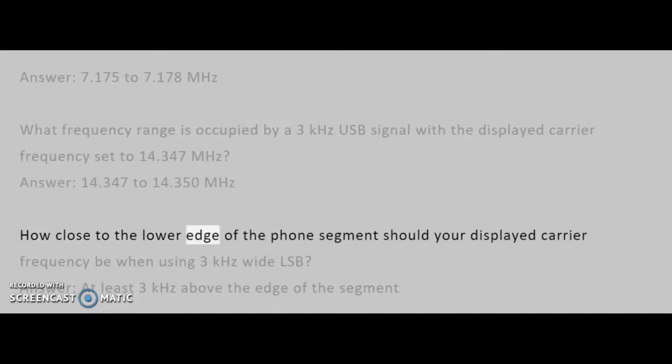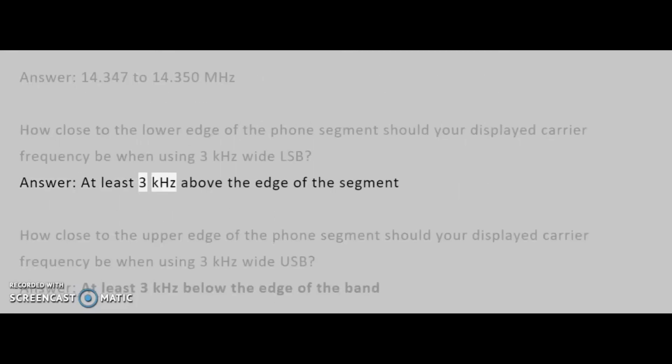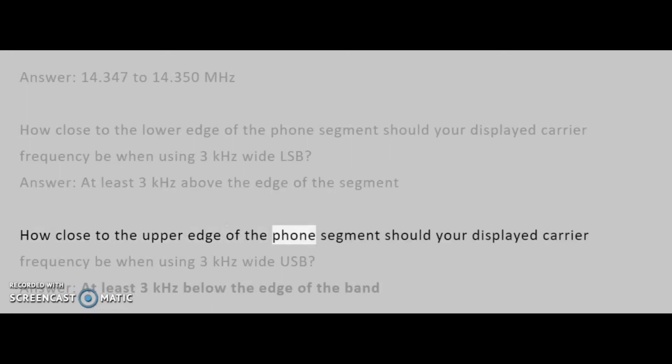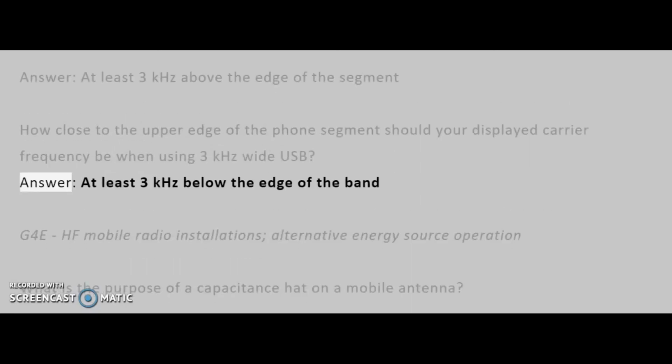How close to the lower edge of the phone segment should your displayed carrier frequency be when using 3 kHz wide LSB? Answer: at least 3 kHz above the edge of the segment. How close to the upper edge of the phone segment should your displayed carrier frequency be when using 3 kHz wide USB? Answer: at least 3 kHz below the edge of the band.